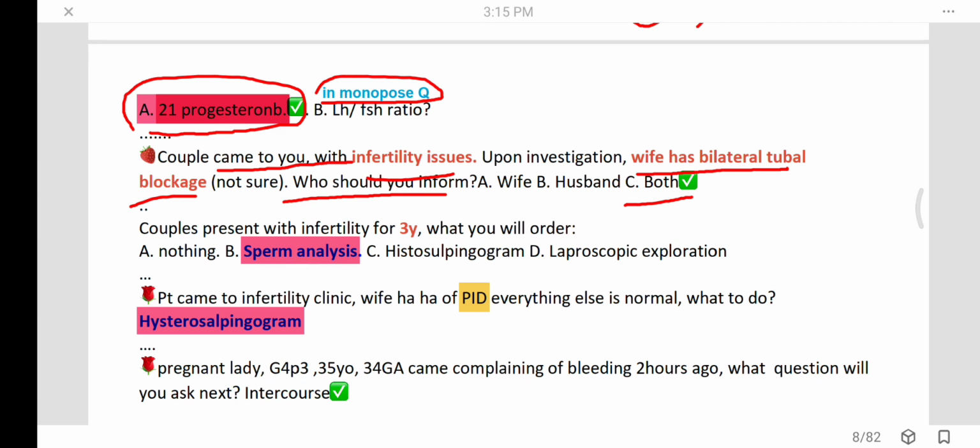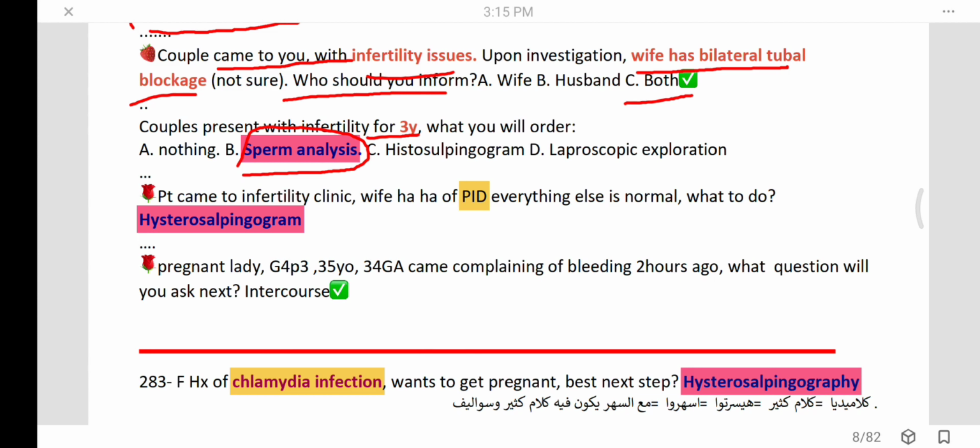So the couple presents with infertility for 3 years, what will you order? The choice would be semen analysis. You have to start from the male. Then if the male results are normal, you would proceed to female investigation.